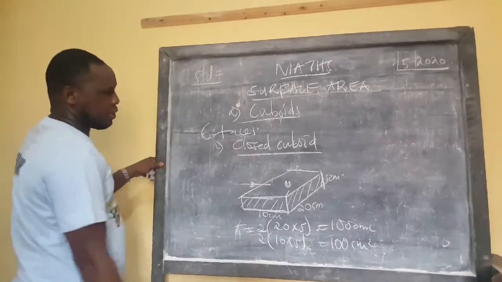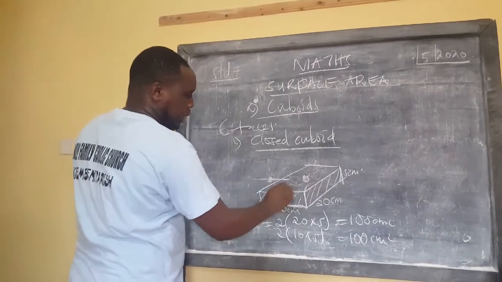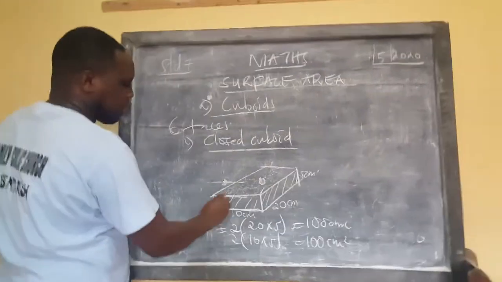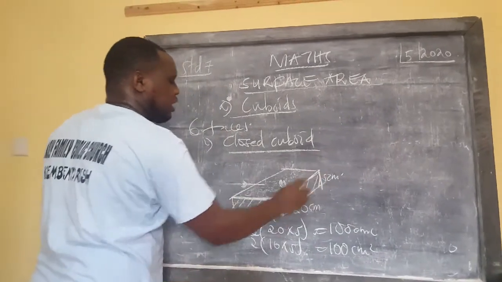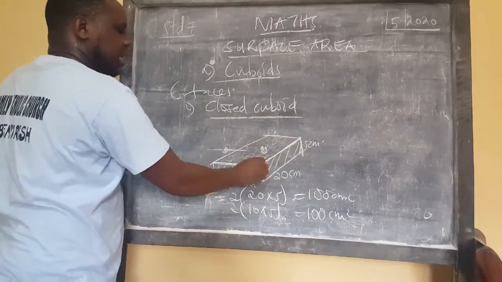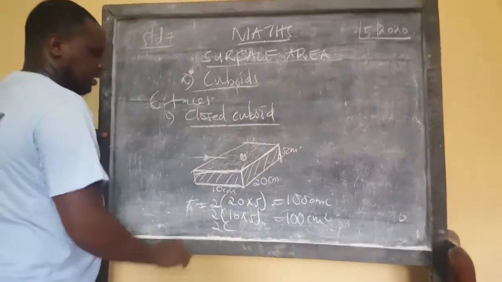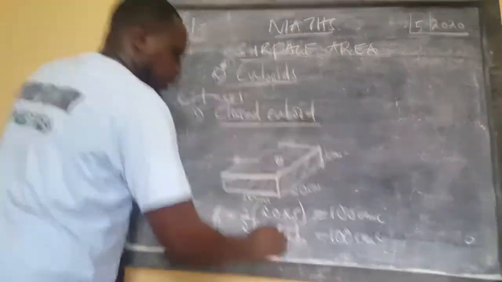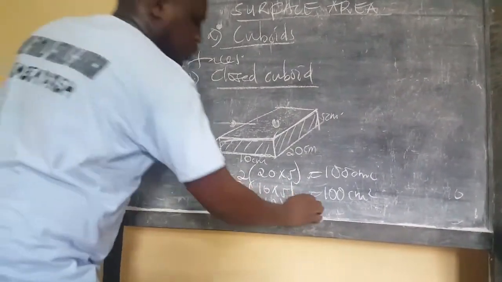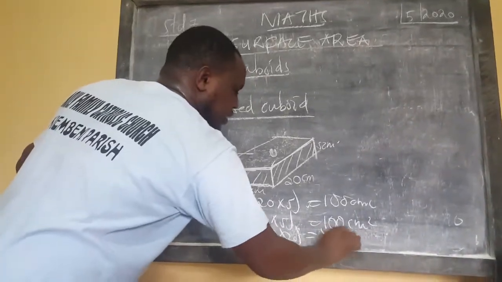Then the below one. The below one is this one here. If you look at this one, it's a replica of what we have on the other side. So this measures 10 by 20. We are not considering the height in this case. We are only considering the length and the width. So there are 2, and one is measuring 10 by 20. That is going to be 200 times 2, which is going to be 400 centimeters squared.